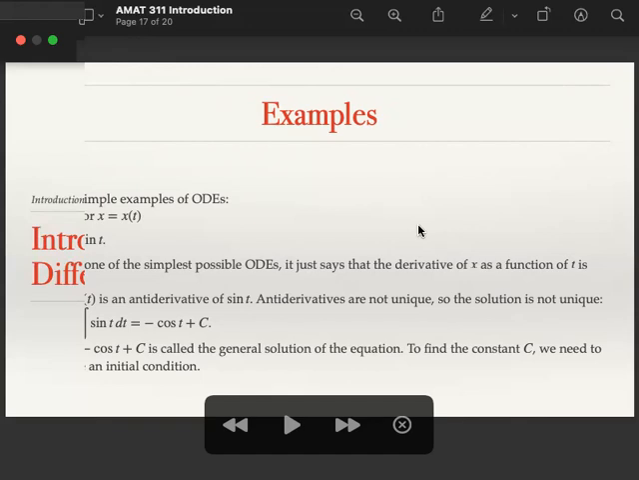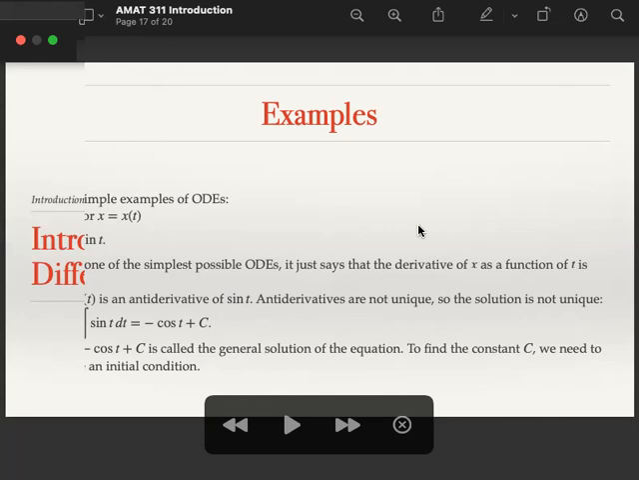So here we have x is a function of t. And we want to solve the equation: the derivative of x with respect to t is equal to sine of t. So how do we solve it? We solve it by integrating both sides. This is often what we have to do when solving ordinary differential equations explicitly.